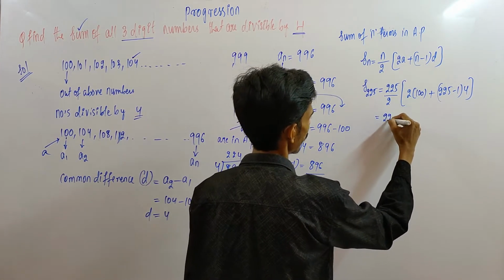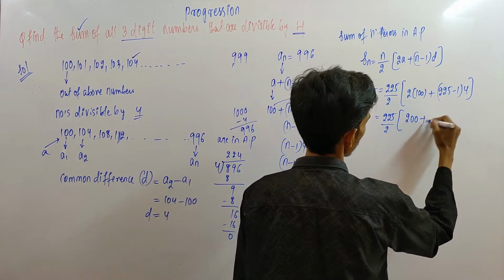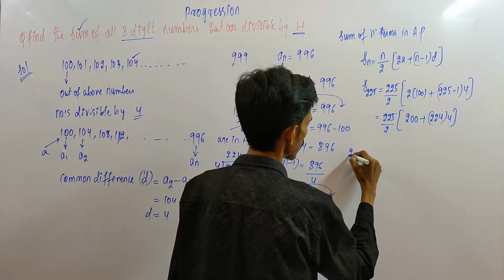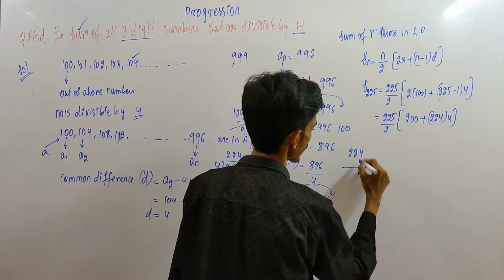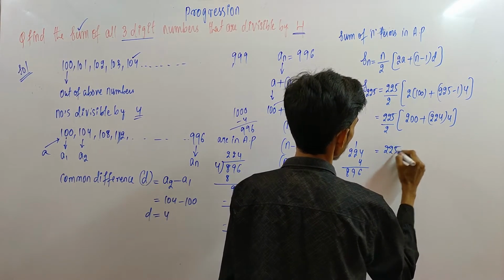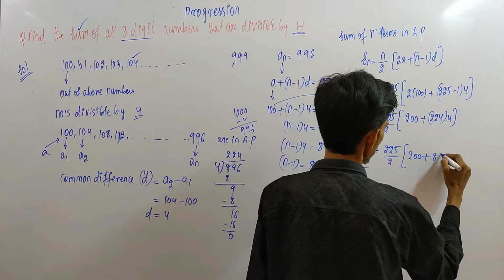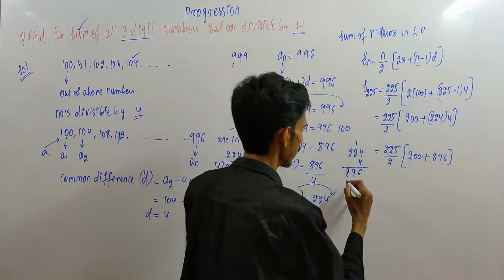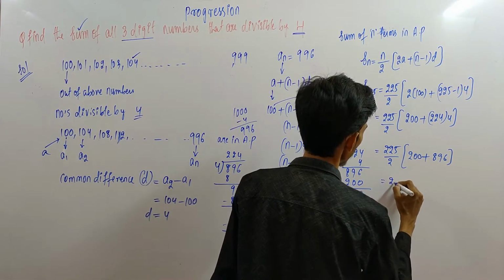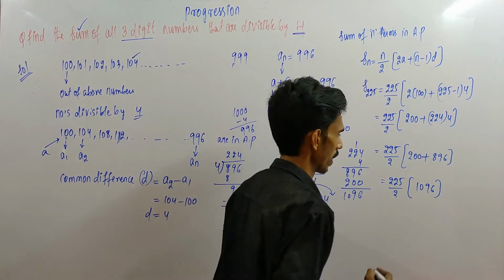Now we have 225 divided by 2. Now 2 into 100 is 200 plus this will become 224 into 4. Now multiply 224 into 4. 4 4s are 16, 4 2s are 8, 9, 4 2s are 8. We have 896. So 225 divided by 2 into 200 plus 896. Now add 200 and 896, we get 1096. So 225 divided by 2 into 1096. Now we can cancel here.